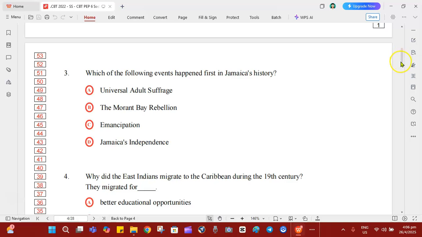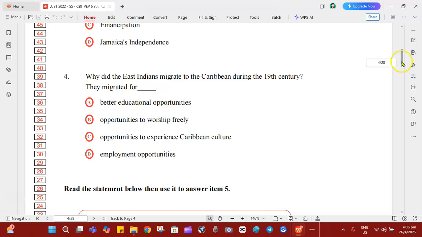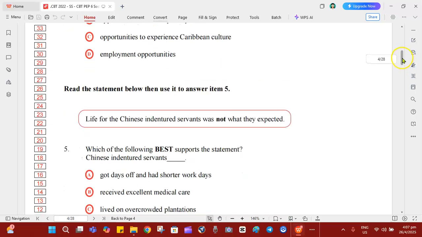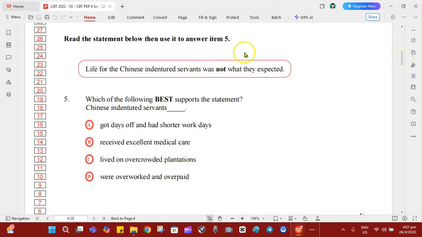Number 4. Why did the East Indians migrate to the Caribbean during the 19th century? They migrated for A, better educational opportunities, B, opportunities to worship freely, C, opportunities to experience Caribbean culture, D, employment opportunities. Exactly what they came for. D. I might just go through 1 to 20 for this video and do 21 to 40 in another one.